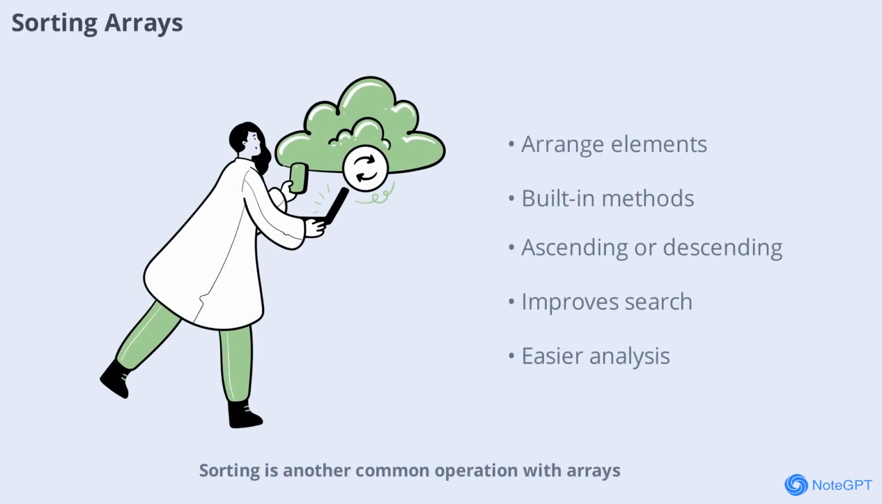Sorting is another common operation with arrays. You might want to arrange numbers in ascending order or sort strings alphabetically. Many programming languages provide built-in sorting methods such as sort in Python or Arrays.sort in Java. Sorting makes it easier to search for values and analyze data. Understanding how sorting works helps you write more efficient and readable code.